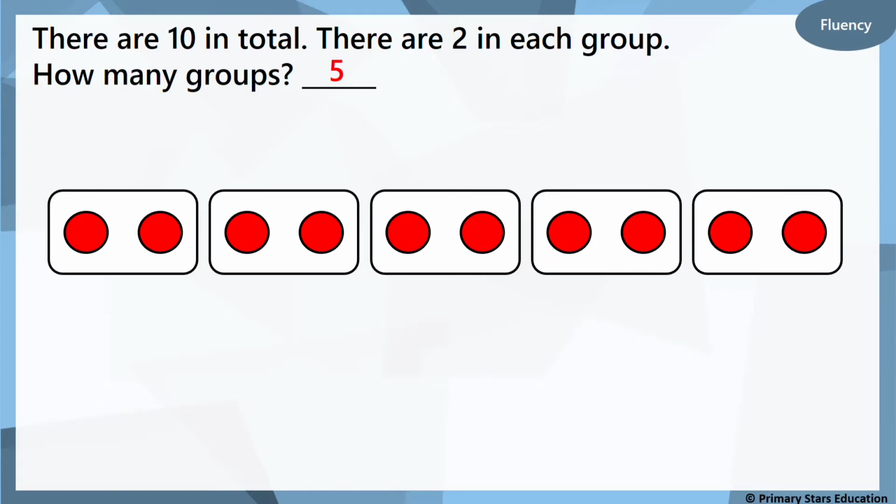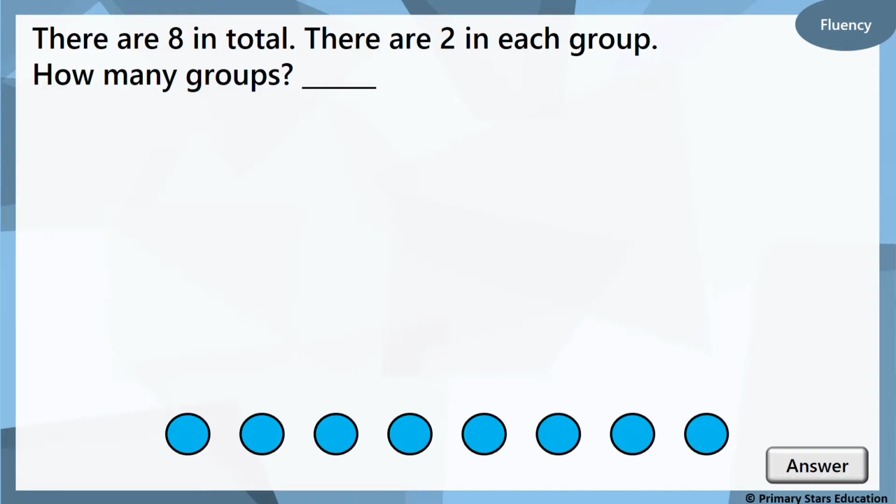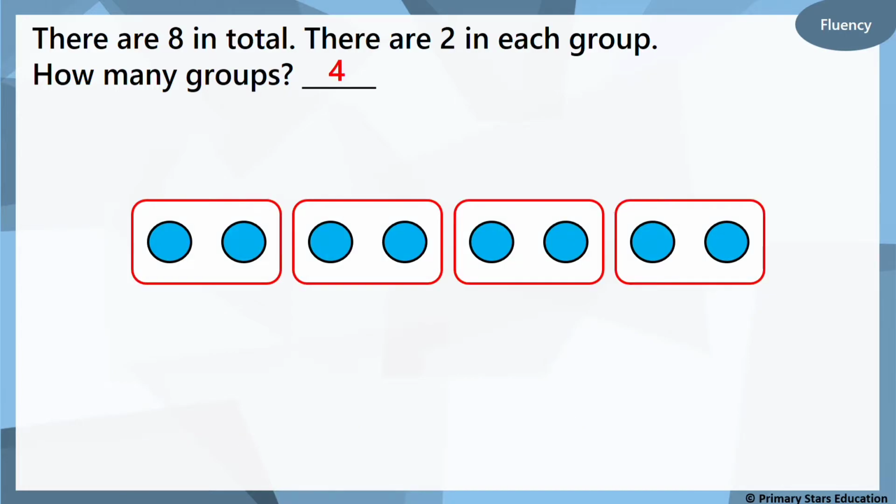If that's tricky, pause the video, talk to your adults, see if you can use some resources to help you with this one. There are eight in total. There are two in each group. How many groups are there? So we're not sharing, we're grouping. How many groups are there if you put two in each group? There are four groups. One, two, three, four.